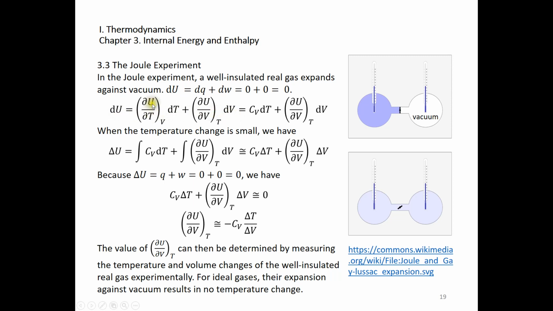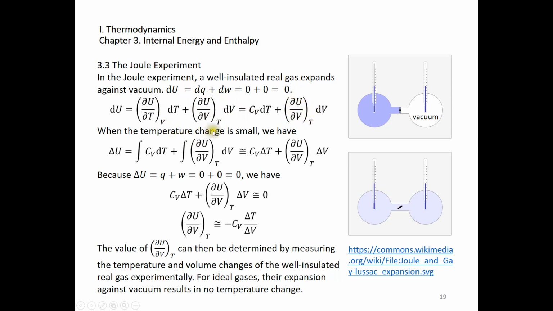Over here, (∂U/∂T) at constant volume is simply C_V. It's just because when volume is constant, dU is just dQ. dQ over dT, that's just heat capacity C. So we have C sub V here. And this term, we'll keep it. This is called the internal pressure.